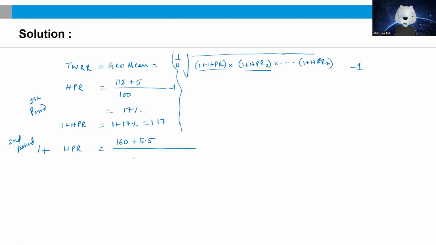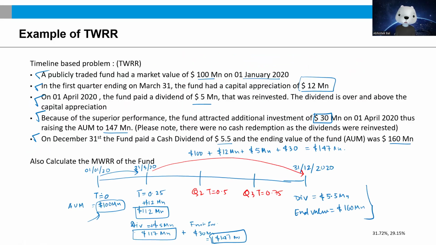Now comes the denominator. In the denominator, you need to understand that we cannot put the previous 100, because this previous 100 was the principal at time t equal to 0. And it served well as the denominator between time t equal to 0 and time t equal to 0.25 of the first quarter. However, at the end of the first quarter, the total invested capital happens to be 147 million.